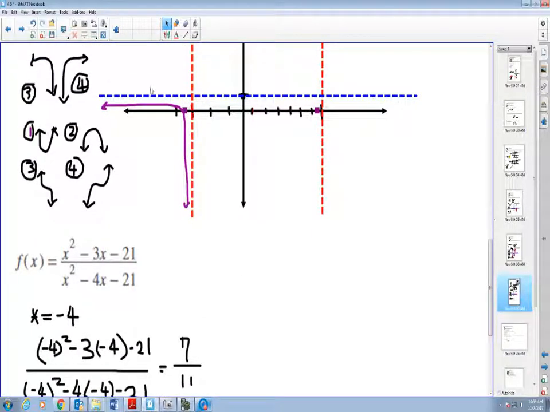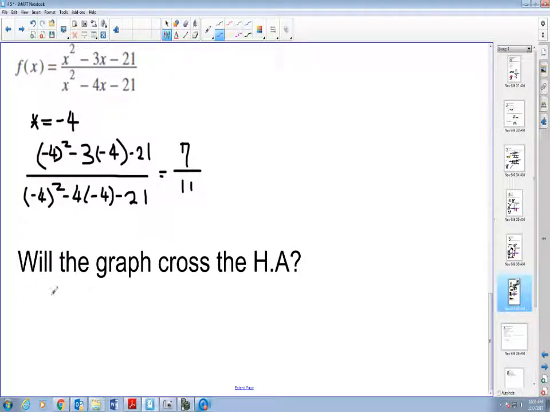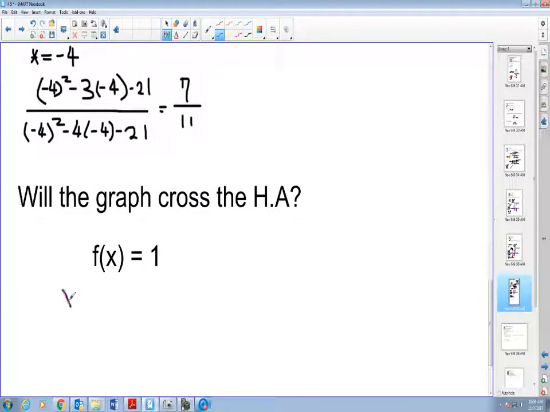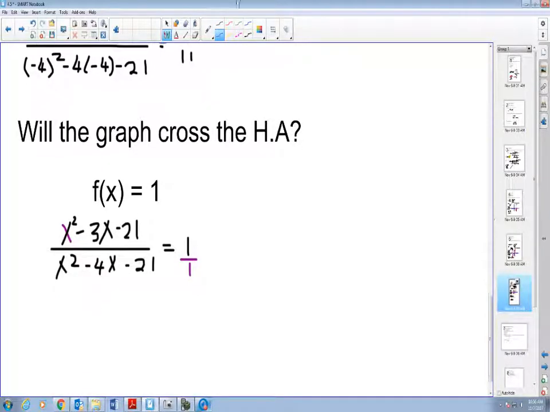But this time, the horizontal asymptote is 1. So the way we do it is by setting the entire function, you set the whole function equal to the horizontal asymptote and see what the x value is when they cross over it. It's a nifty little trick. So if I say x squared minus 3x minus 21 over x squared minus 4x minus 21 and set it equal to the horizontal asymptote, I can use the same trick as with the x-intercept, a little cross product.